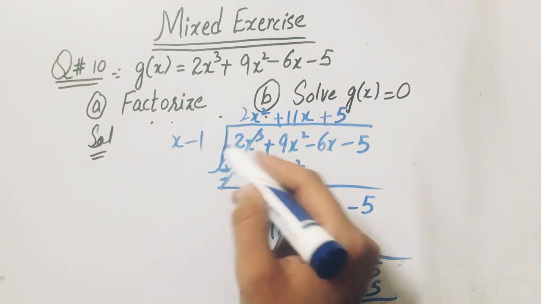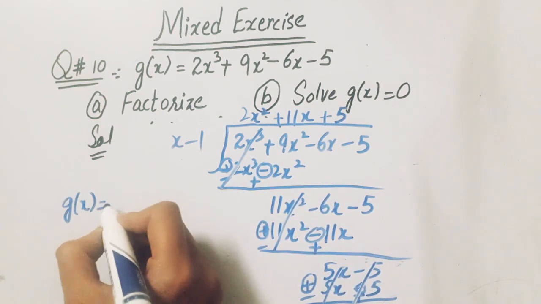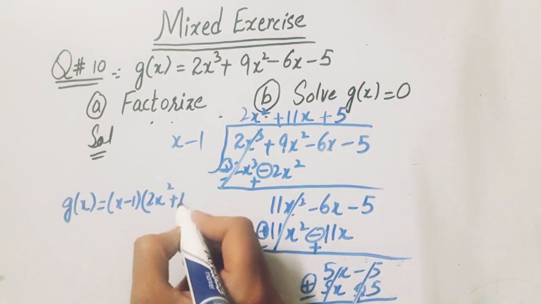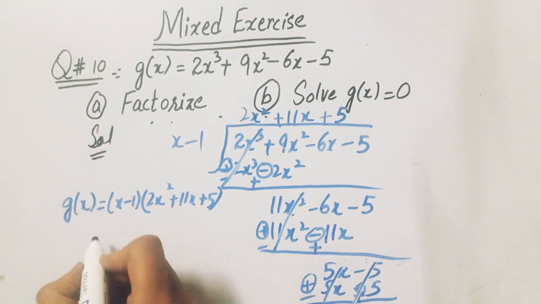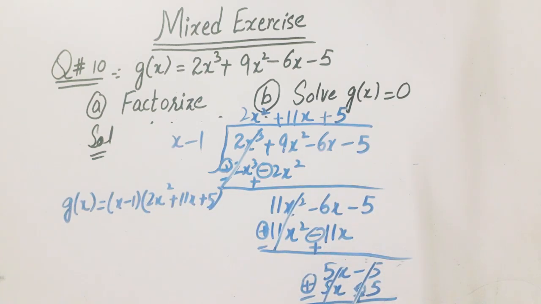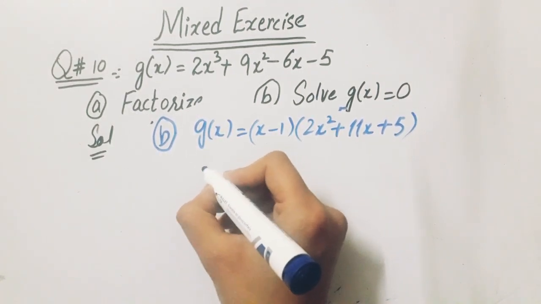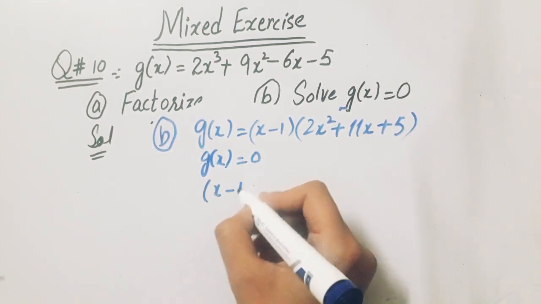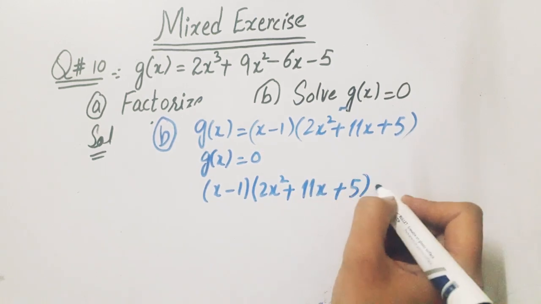Now the factorized form of this will be g of x is equal to x minus 1 into 2x square plus 11x plus 5. Now this is the g of x. Now it says to put g of x equal to 0 and get the values of x. Now g of x is equal to 0 means x minus 1 into 2x square plus 11x plus 5 is equal to 0.